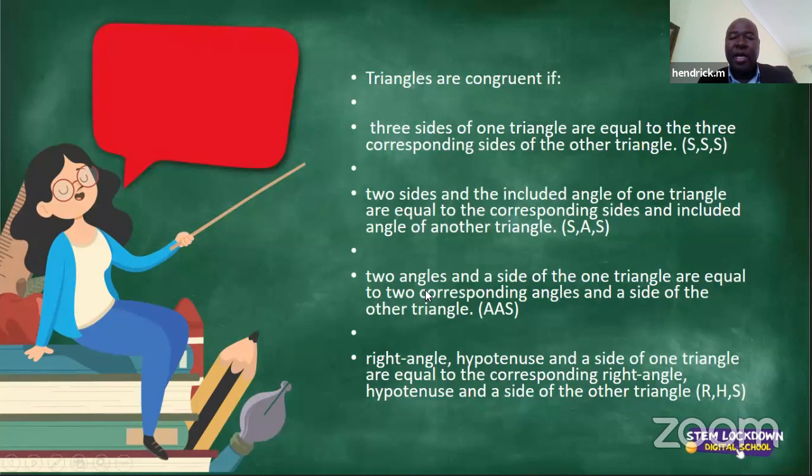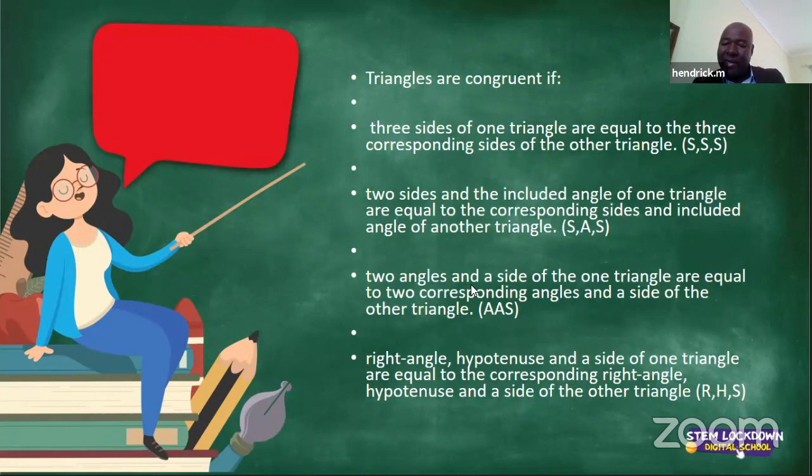And of course, two angles and a side. So now you come to two angles and a side. If you have two angles and a side of the one triangle, which are equal to two corresponding angles and a side of the other triangle, the two are congruent. So we're talking about congruence. Now, that is the third condition for congruence.